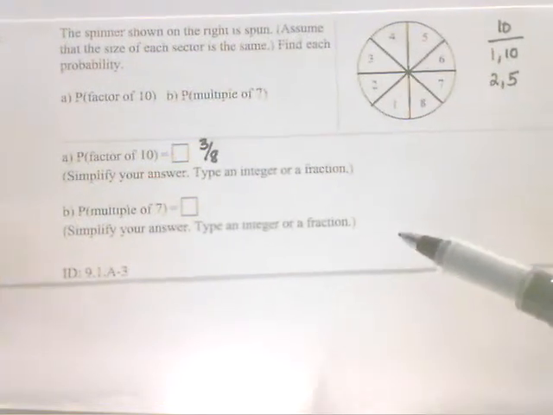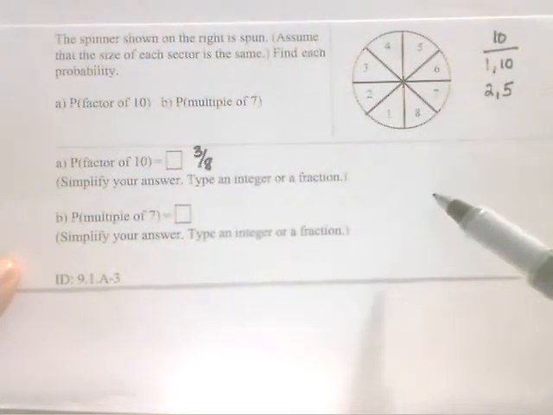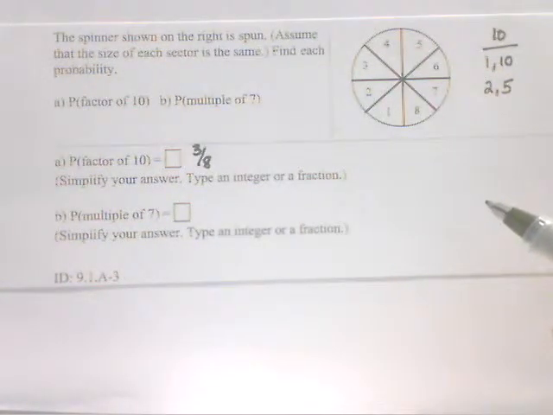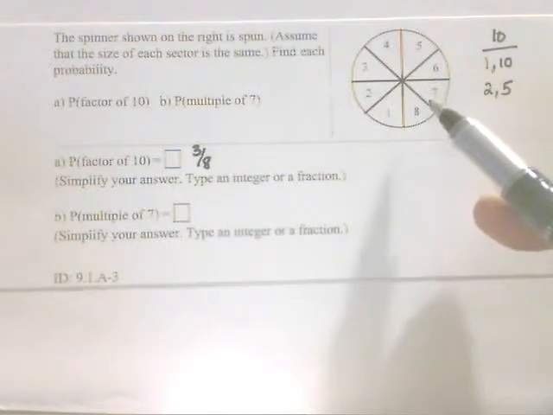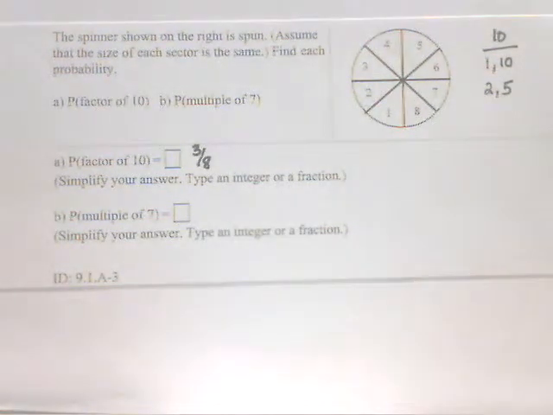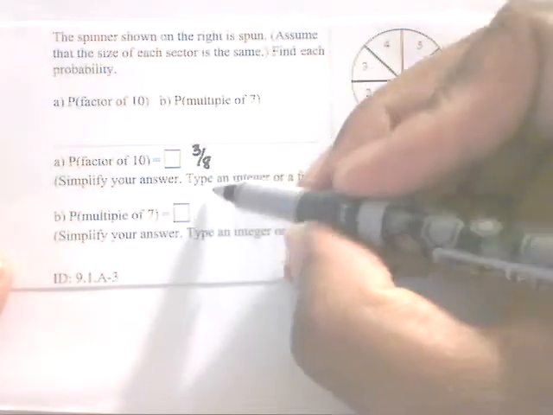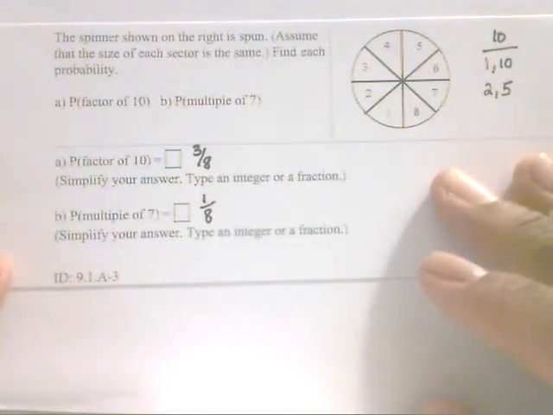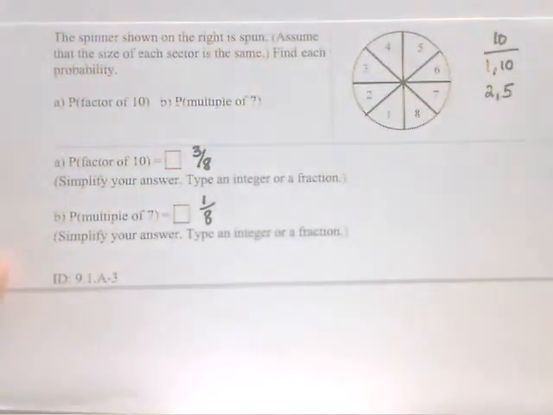Part B, the probability of spinning a number that is a multiple of 7. And in this case here, there's only one number that is a multiple of 7, and that's of course 7, because 7 is a multiple of itself. So the probability of spinning a number that is a multiple of 7 will be 1/8.